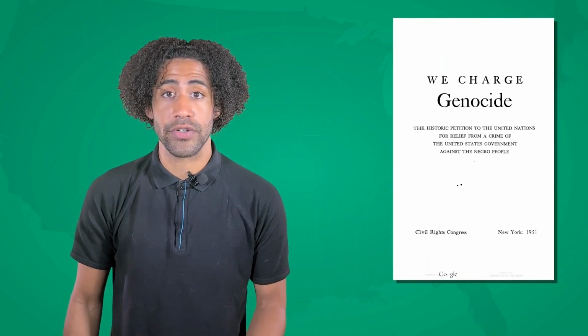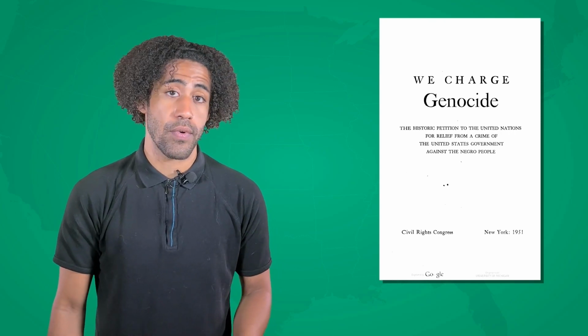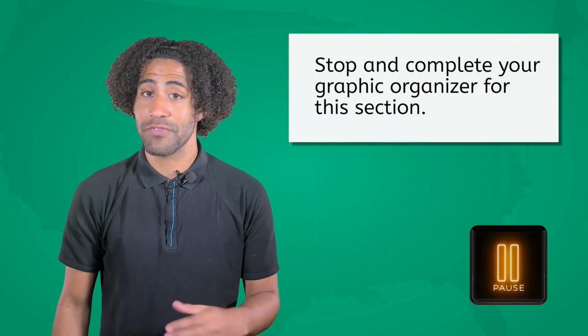This was highlighted in 1953 when a group of black leaders that included W.E.B. Du Bois used the convention's definition to accuse the United States of committing genocide against African Americans, although the United Nations refused to acknowledge the report. You'll read more about this in your PDF. Before we move on to our last example, stop and complete your graphic organizer for this section.